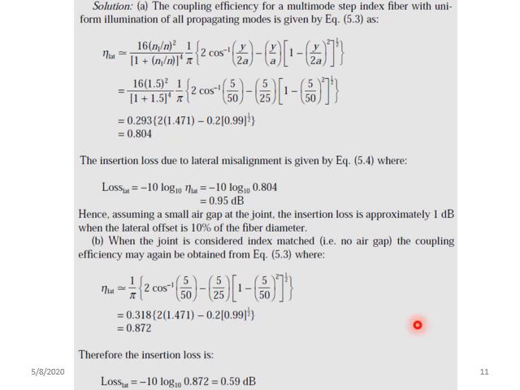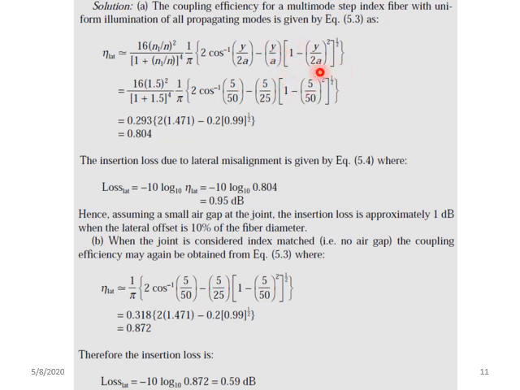The problem concerns the multimode step index fiber, because the given question is in terms of a step index fiber. So I can calculate the lateral efficiency using this equation: η lateral is approximately equal to 16 (n1/n)² divided by (1 + n1/n)⁴, into 1/π, into 2 cos⁻¹(y/2a) minus (y/a), multiplied by (1 − (y/2a)²) whole to the power half, which needs to be considered.